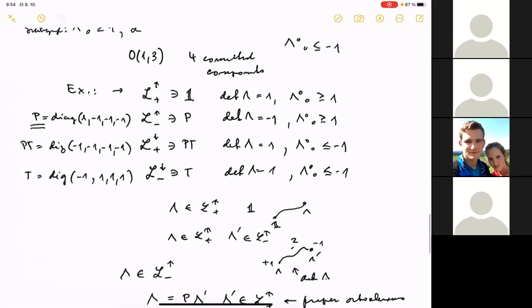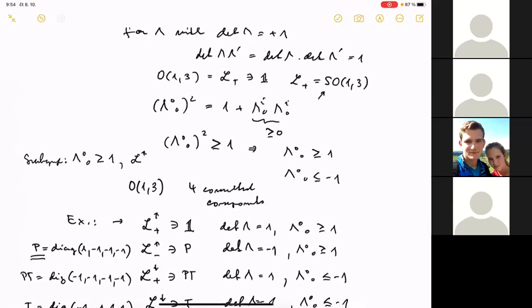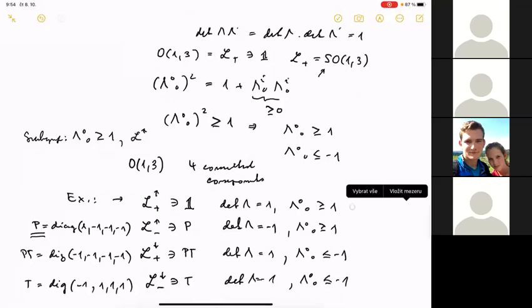So we have several subgroups of the Lorentz group. We have the subgroup SO(1,3), or the proper Lorentz group. And we know now that this subgroup is not connected. It has two components, and these components are just this one and this one, this one and this one.